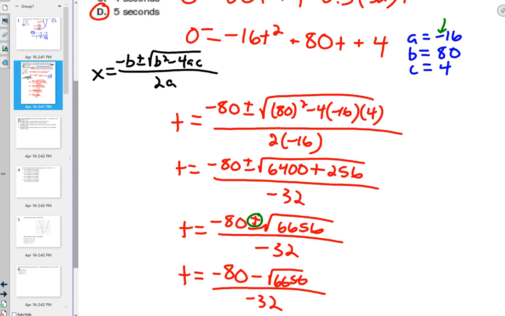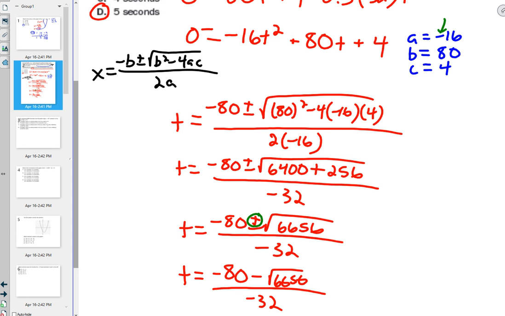Now here comes the tricky part. How could I put a negative in front of that? I would multiply by -1, because if I multiply by -1, that makes it negative. So now I have a counter for this negative here. Then I would either add -80, or you can just subtract 80, which gives me about -161.5. And then I would divide that by 32.